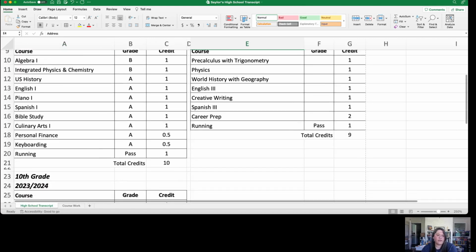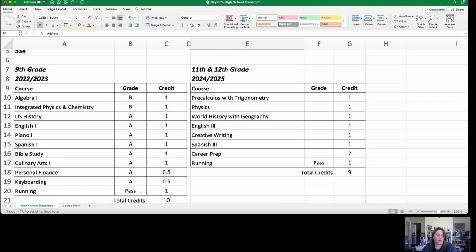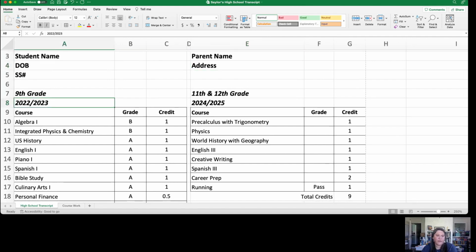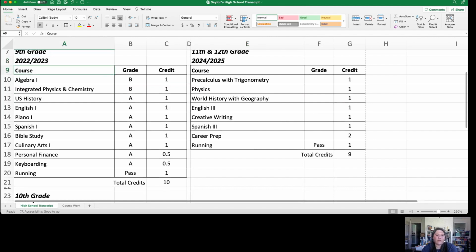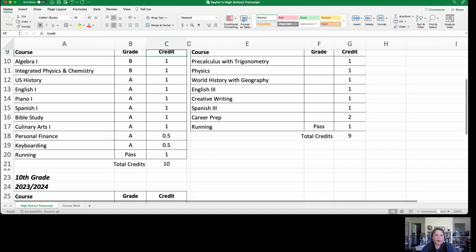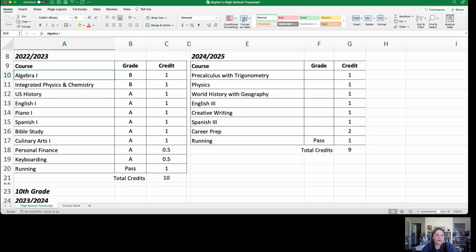Now, as you go in, there's different ways to set this up. You can set it up by course type or by grade or by level, or year. And I choose to set it up by year. And so I have 9th grade, and then I give the given year. I have right here, you'll see that it says course, grade, and credit. And I do that because you want to identify what you're talking about. And so the courses she's taking: Algebra 1, Integrated Physics and Chemistry, U.S. History, English 1, Piano 1.